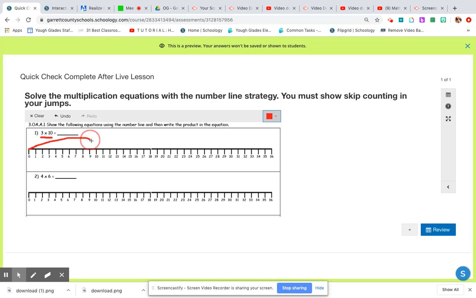Here's my first jump. Ooh, I landed on 10. I need 2 more jumps of 10. And where would that put me? When you find an answer, circle it and put it up here on the line. Do the same down here. 4 times 6 is the same as saying 4 jumps of 6. I'll show you 1 jump to 6. Boom. So you should have 4 humps showing me 4 jumps of 6. You should have 3 humps up here showing me 3 jumps of 10.